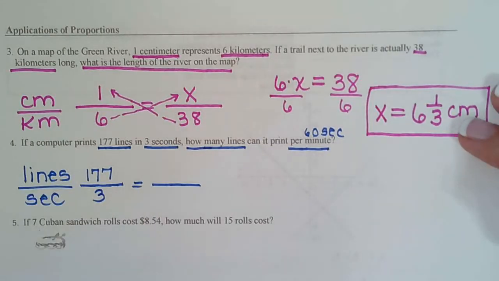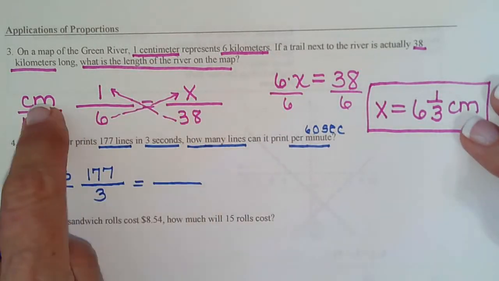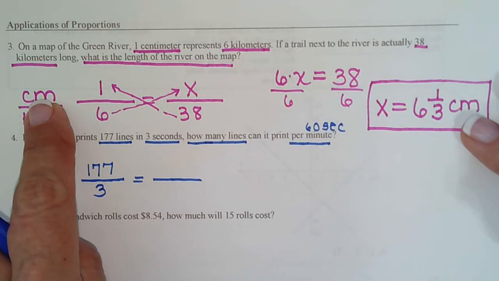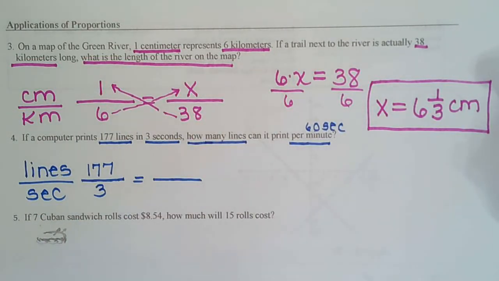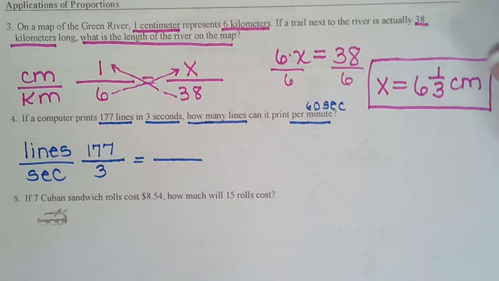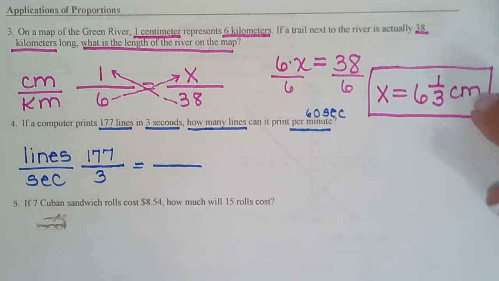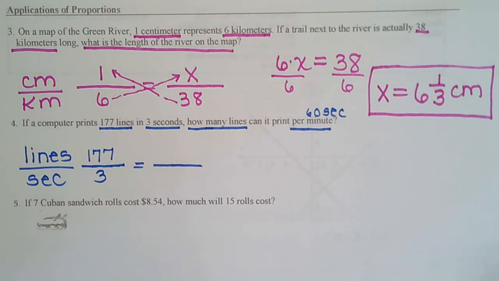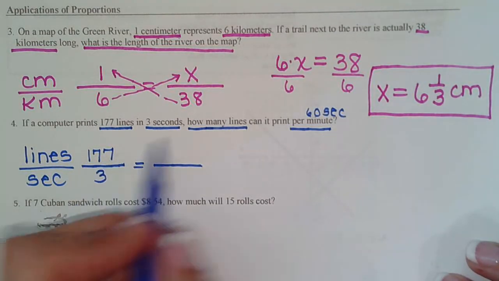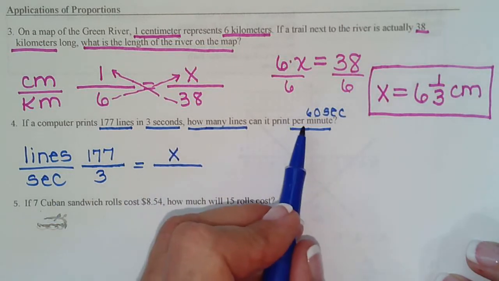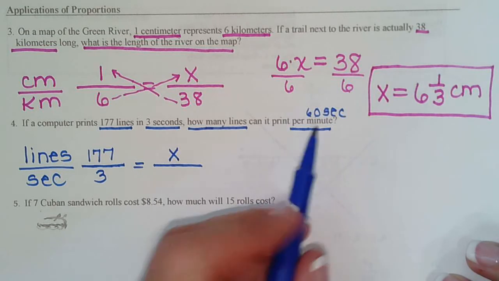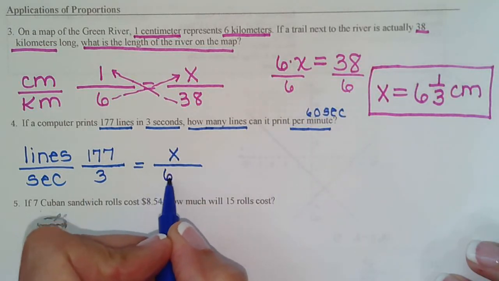Second reason is just like we found up here, once you find X, then you don't have to reread the problem and decide what the label is. It's on the centimeter side, so you just put centimeters. And the third thing we learned from up here was we never round. We give exact answers unless otherwise directed. So here it says how many lines. So on the line side, I put X, and it says per minute. 1 minute is 60 seconds.